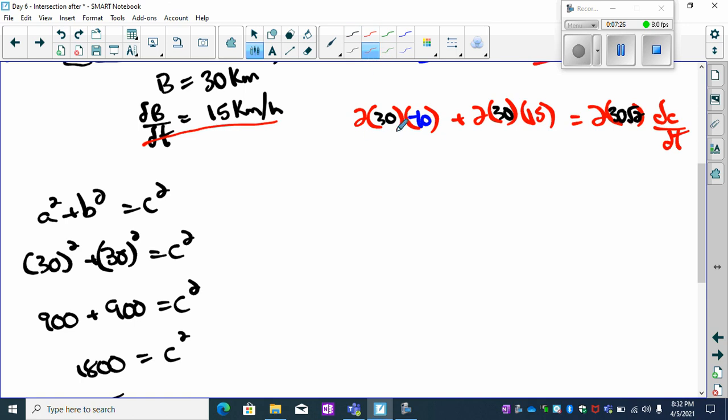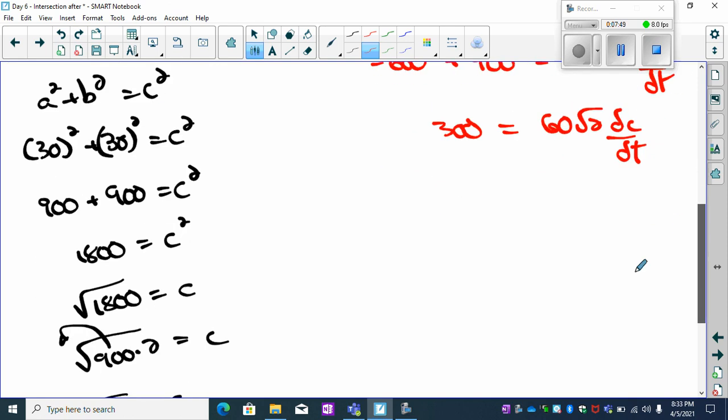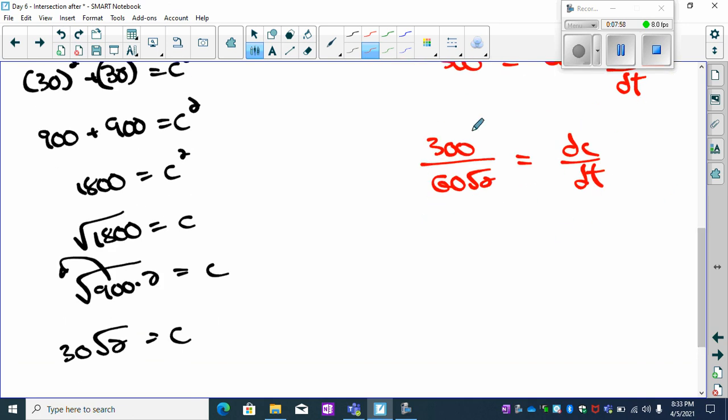And when I solve, this would give me negative 600. 30 and 30, that's 900. And that is 60 root 2 dc over dt. 300 on the left. I'm going to divide both sides by 60 root 2. 300 over 60 root 2 equals dc over dt. Reduce that. 300 divided by 60 would be 5. So 5 over root 2 has an exact value.